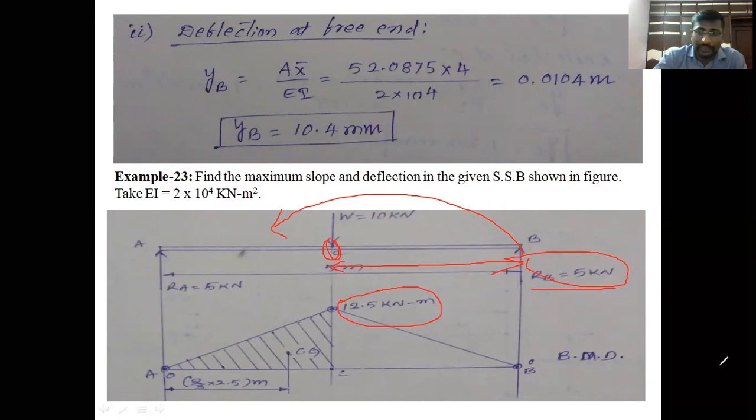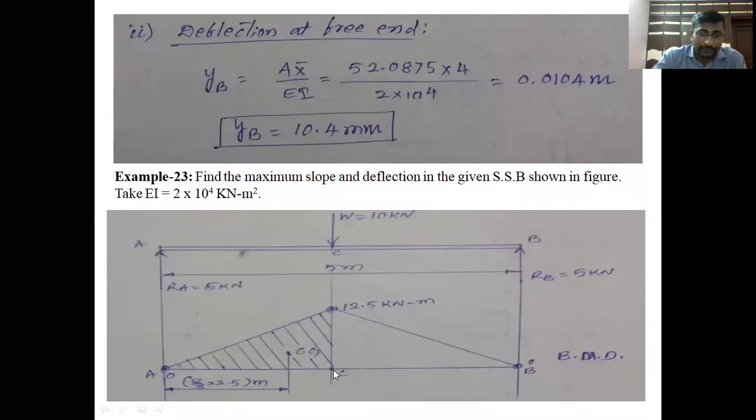I locate that point above the baseline. First, draw the baseline ACB and locate 0 at point B and 12.5 kilonewton meters at point C above the baseline. And at point A also the bending moment is 0. Bending moment at point A is also 0. I will explain how to get 0.